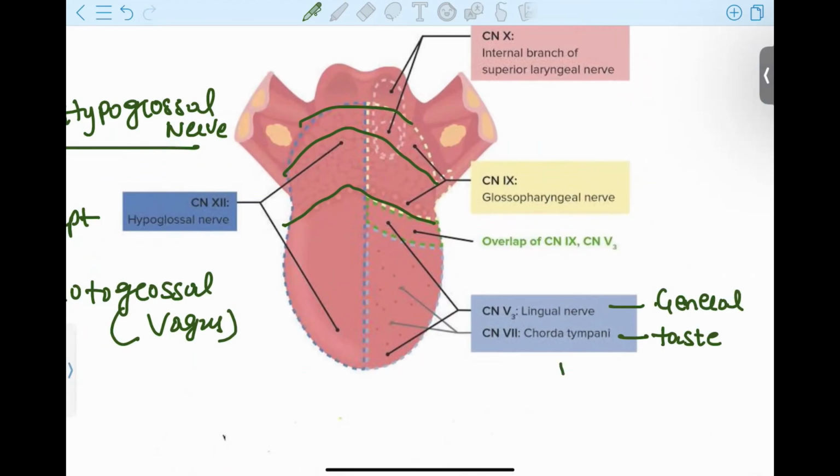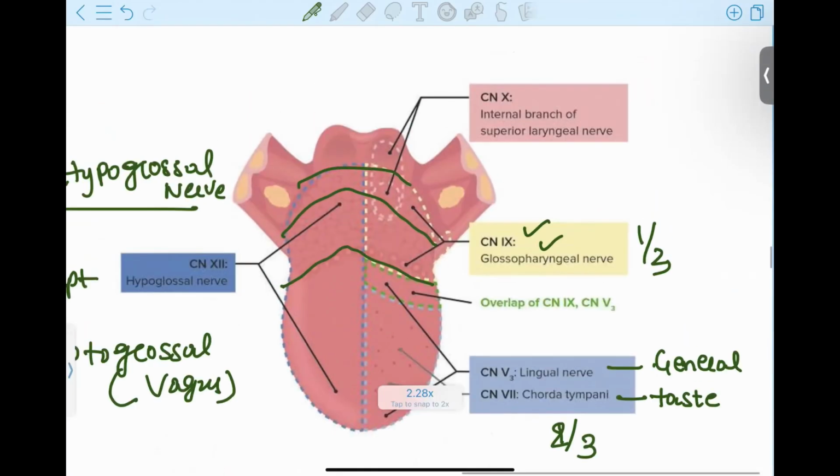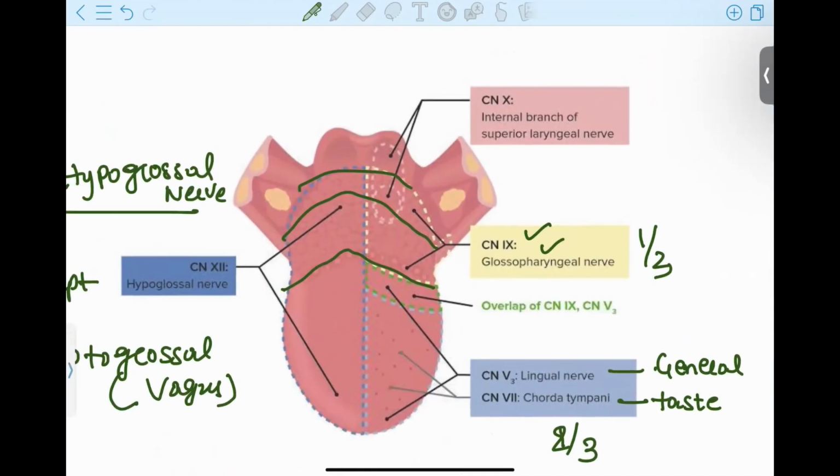This is for the anterior two-thirds. And the posterior one-third, both general and taste sensation, is by the glossopharyngeal. And coming to the basal side, by cranial nerve 10, that is the branch of the superior laryngeal nerve. This is the supply of the tongue.